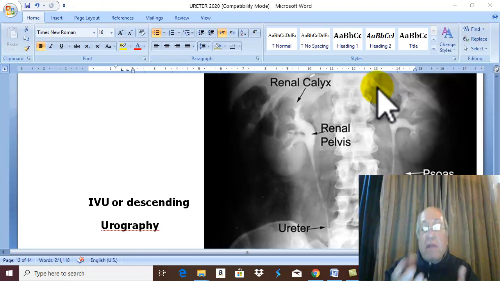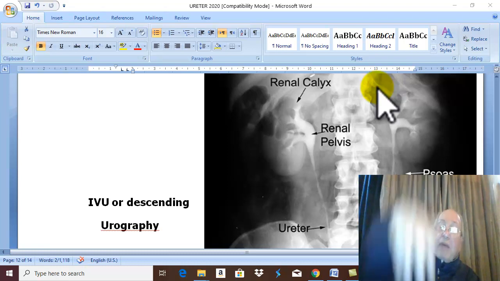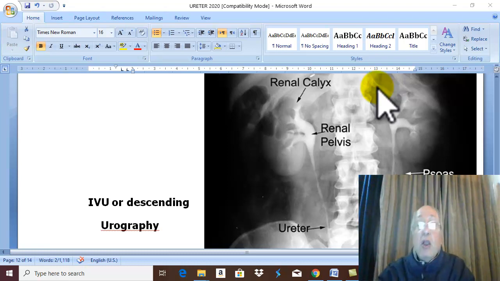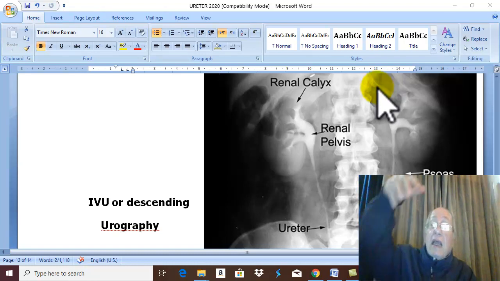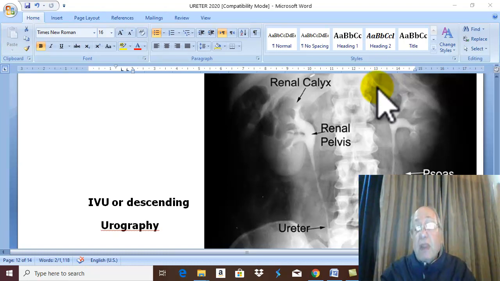Urography: graphy means taking a picture, and uro means urinary tract. So it is a picture of the urinary tract with dye. Intravenous urography is also called descending urography. Why descending? Because the dye descends from above downward.